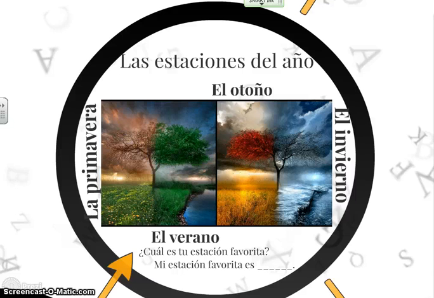The question on the bottom says, ¿Cuál es tu estación favorita? Which means, what is your favorite season? The way you would respond to this would be, mi estación favorita es, and then fill in the blank with your favorite season.